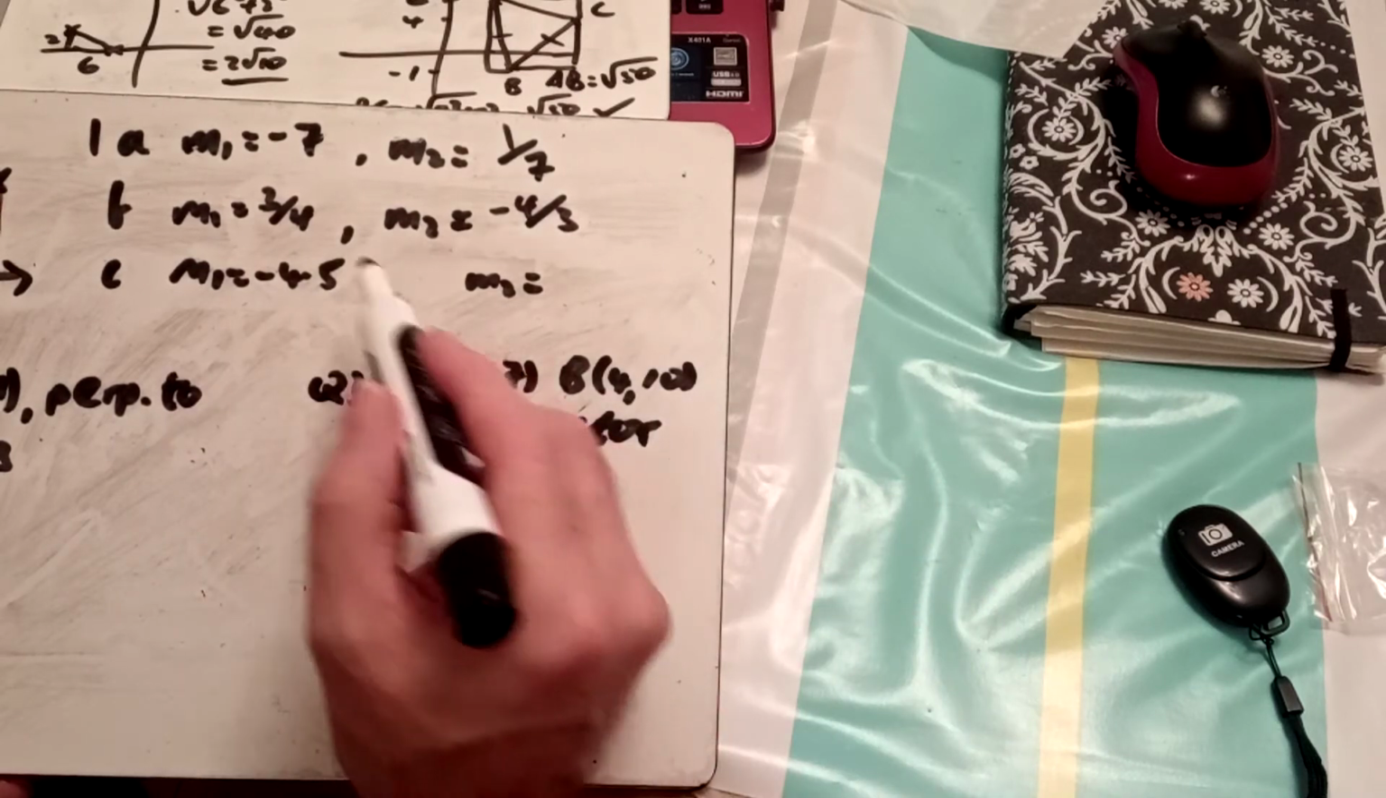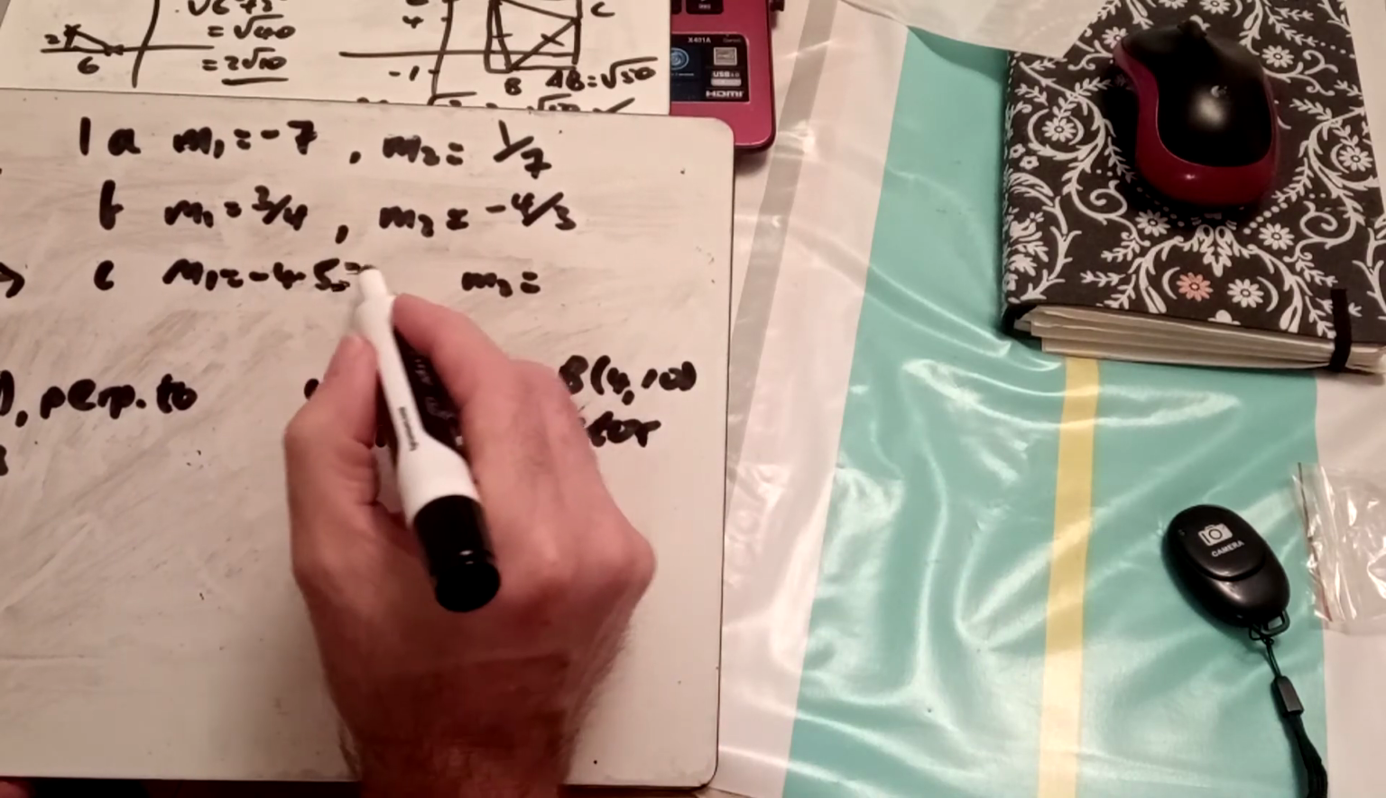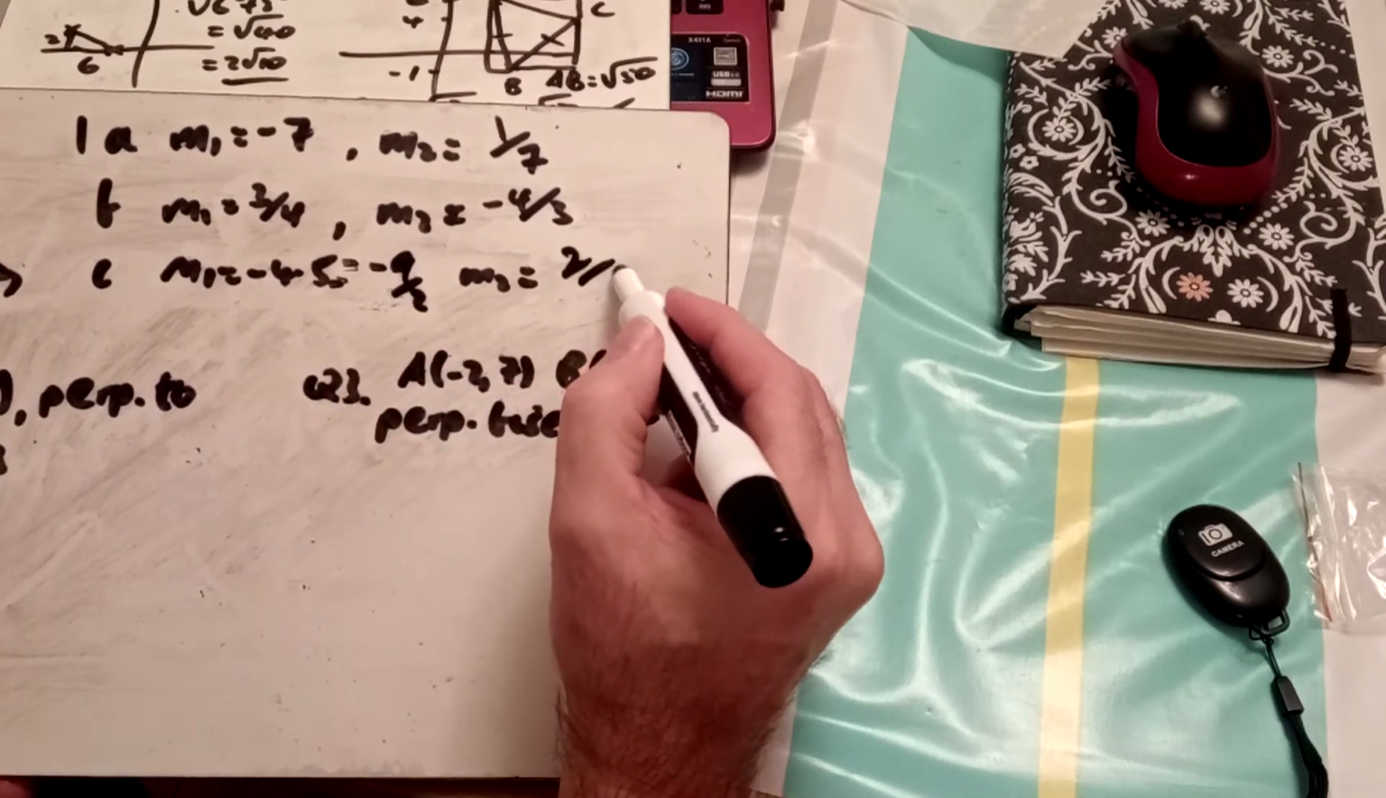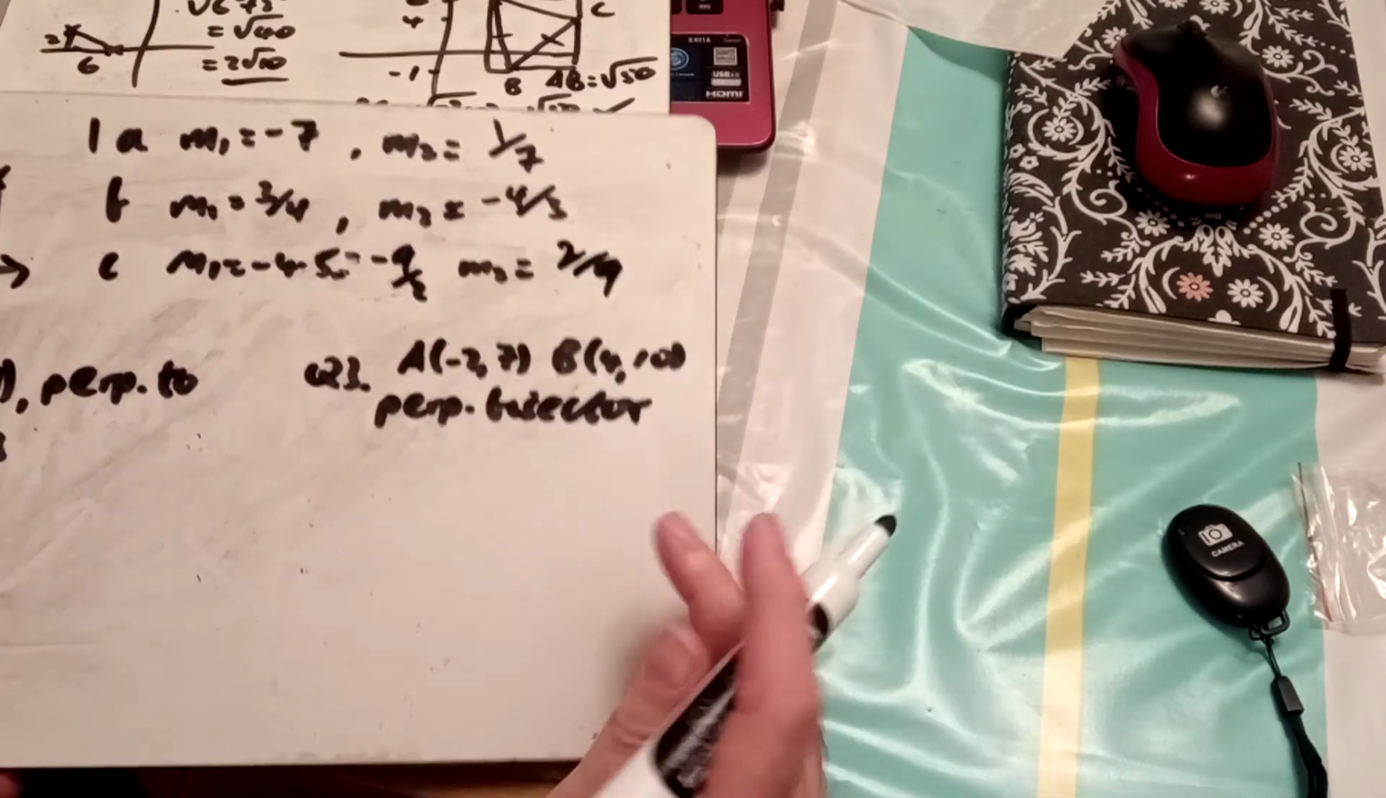That's it. If you've got a decimal for your gradient, I'd be writing it as minus 9 over 2, so I can then say the perpendicular is 2 over 9.